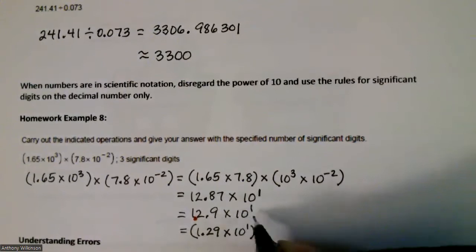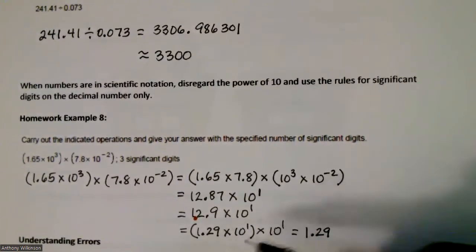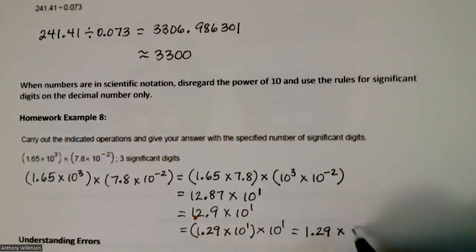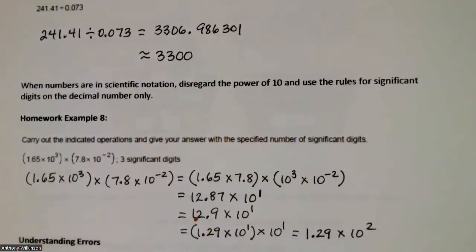And then I got this other 10 to the first power. I need to bring that down as well. Now, when you multiply powers of 10, bring that base over, add your exponent. So 1 plus 1 will be 2. So in the correct scientific notation, this will end up being 1.29 times 10 to the second power to 3 significant digits.